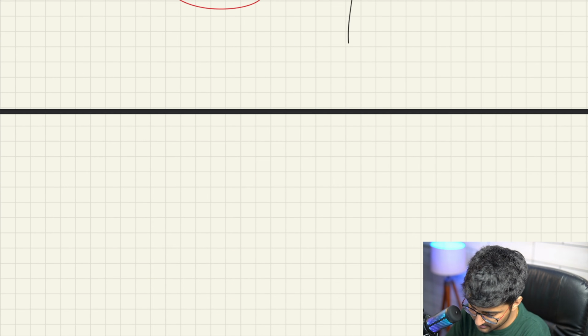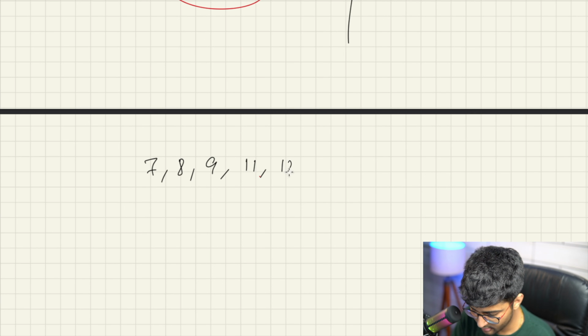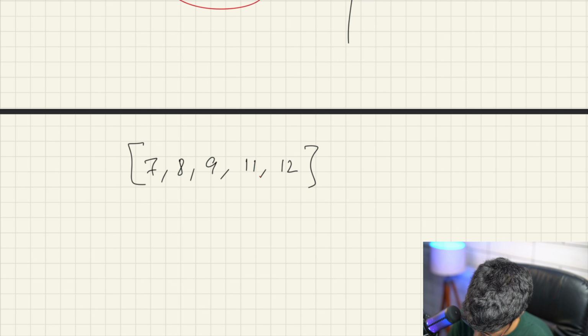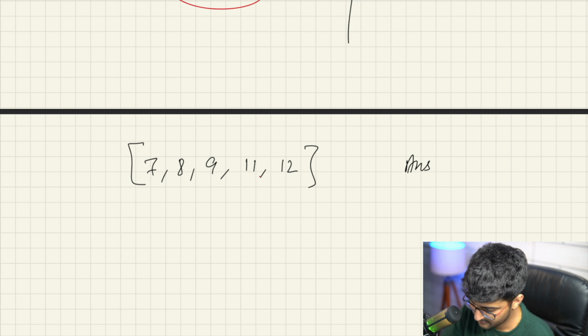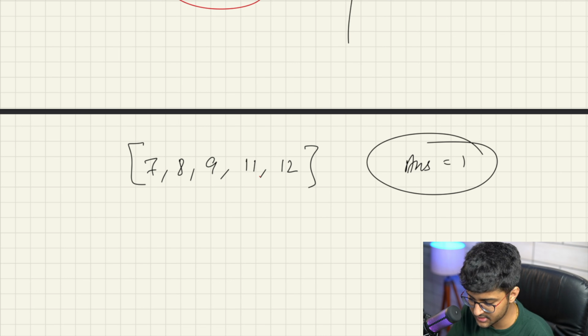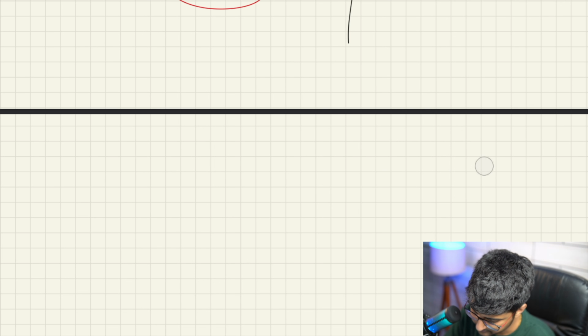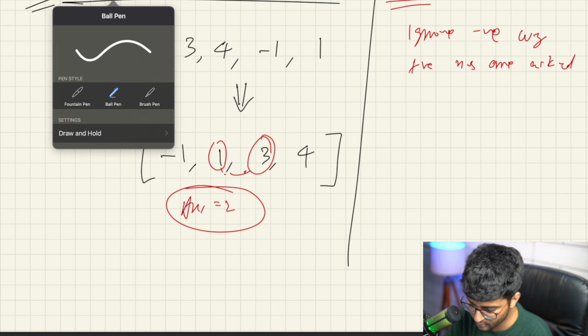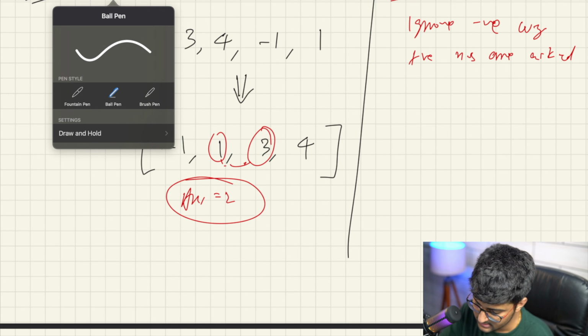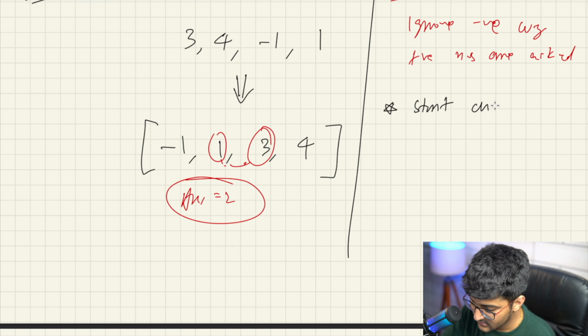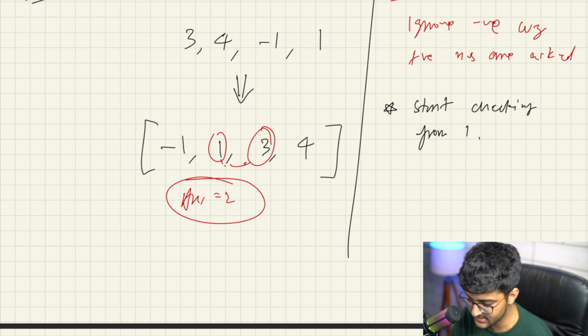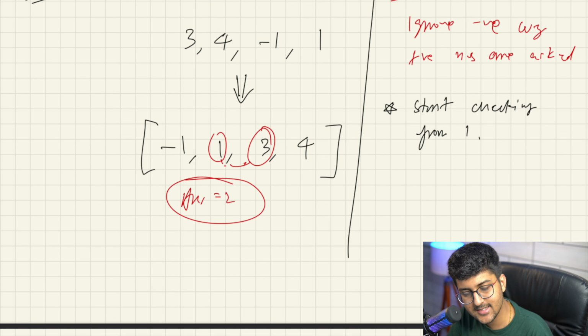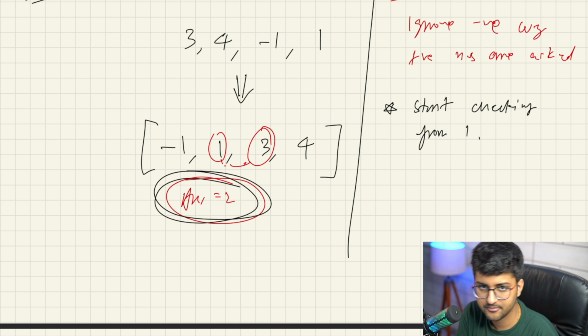Okay, let's take another example. LeetCode's another example says something like 7, 8, 9, 11, 12. This is the array given to you. This is already sorted. Which is the smallest missing positive number? 1 is missing. We start checking from the smallest numbers. So basically this is the idea. You're given some array, you sort it or whatever. Then you start checking from 1. Does 1 exist in this array? Yes, it does. Then check for 2. Does 2 exist in this array? No, it does not. Answer is 2.